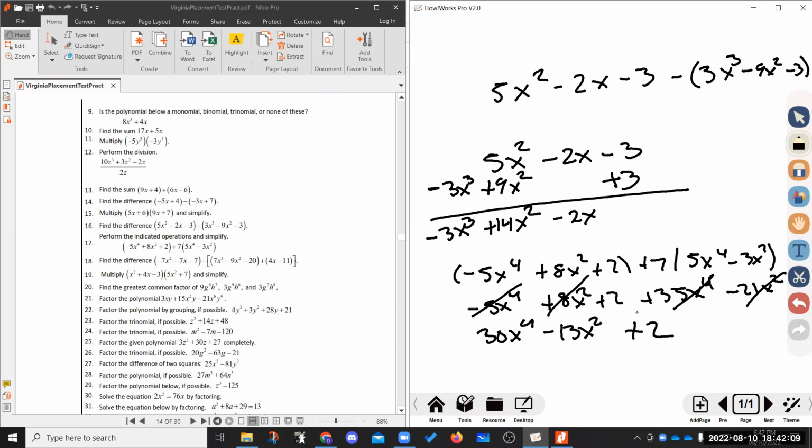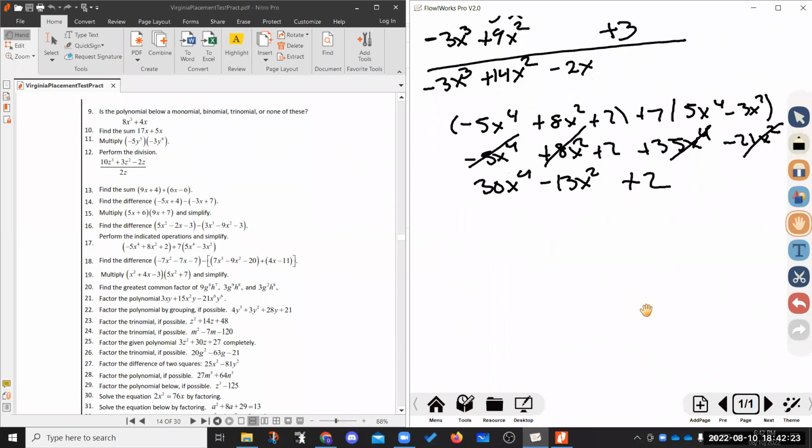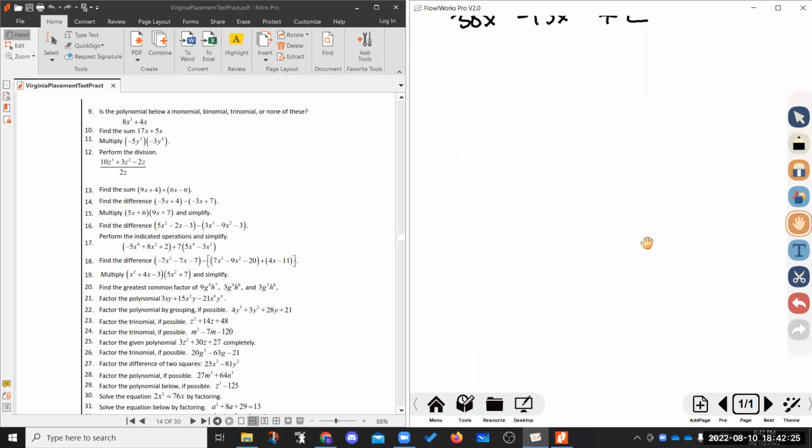Me crossing things out does not mean that I've zeroed them out. It's me saying I'm done with them and that I accounted for them. So I cross things out that are my like terms when I've added them together. So just be aware of that if you are following back with me and you see things crossed out, that did not mean that I zeroed things out.